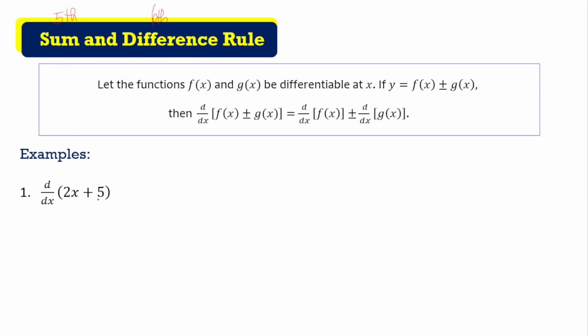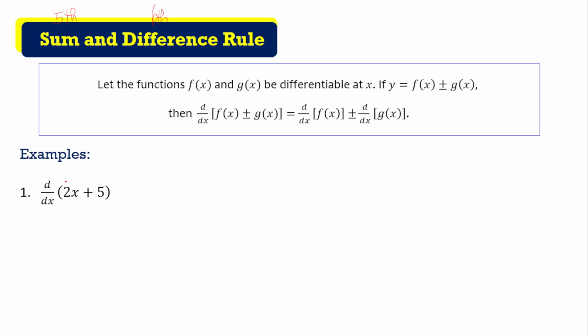So the derivative of 2x plus 5, all we need to do, according to the sum and difference rule, is this: if you have two functions added together and you are getting the derivative of both functions, you just need to get the derivative of each function, then add their derivatives. So first get the derivative of f of x, then the derivative of g of x, the second function, then add them together. We have the first function f of x here, the 2x, and the second function g is the 5.